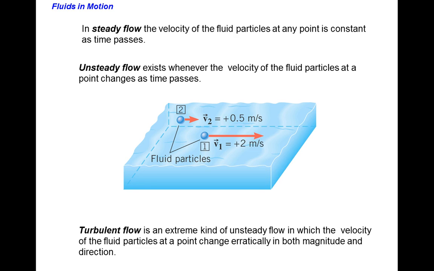So right now, the two ideas with fluid flow. There's steady flow, when the velocity of the fluid particles at any point is constant as time passes. In scientific circles you'll hear this referred to as laminar flow, so that's what we're talking about there. And then there's unsteady flow. That's when the velocity of the fluid particles at a point changes as time passes. And the extreme state of unsteady flow is turbulent flow, when the velocity of the fluid particles changes erratically in both magnitude and direction.